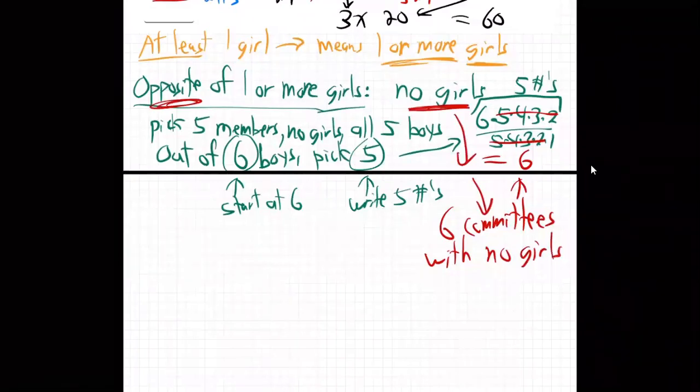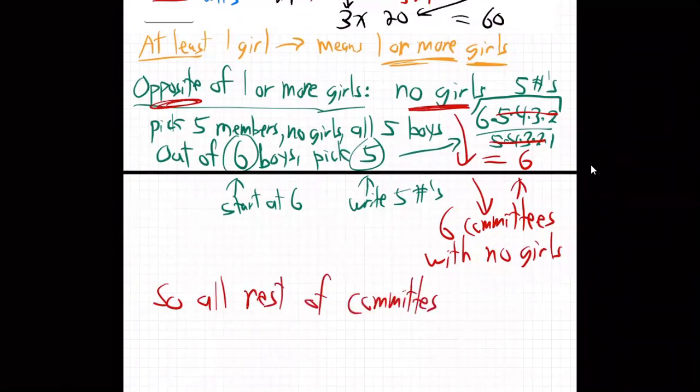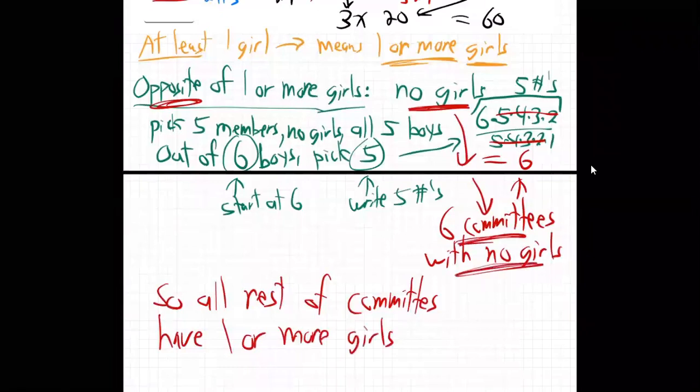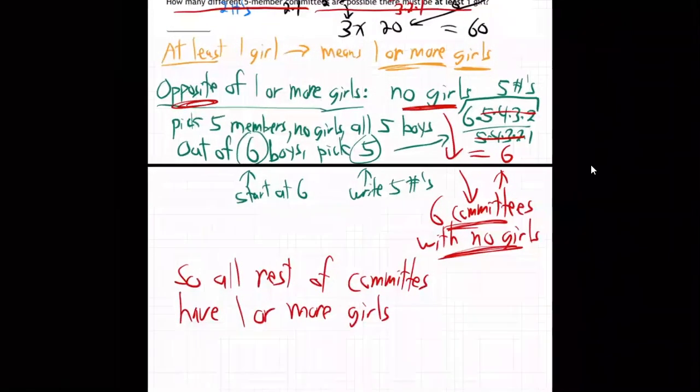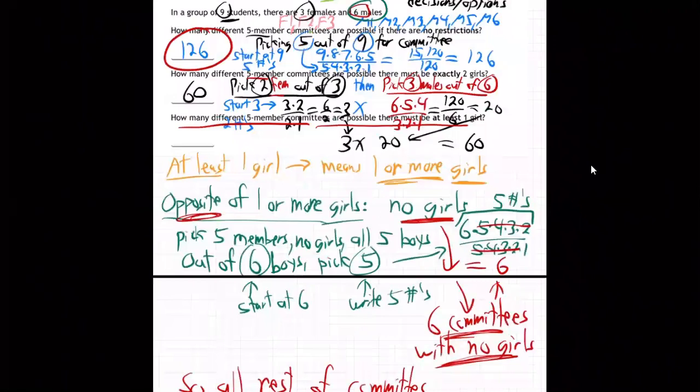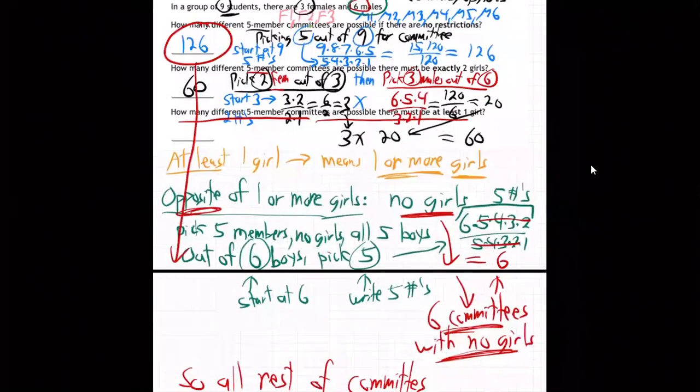Okay, so all the rest of the committees have 1 or more girls. Are you with me? There's 6 different committees that have no girls. So all the rest of the committees, other than those 6, have 1 or more girls. Well, how many is that? Well, back on step 1, remember, we figured out all the possible committees. I know this is getting pretty complex. This is the challenging problem.